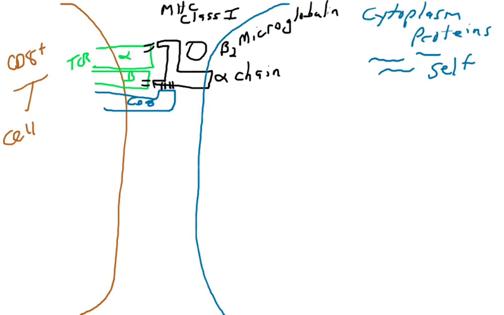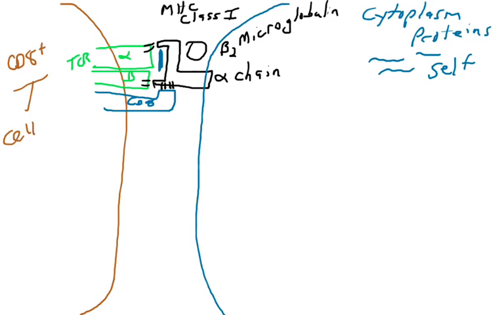So what kind of proteins do you find in your cytoplasm? Well, right now, if you don't have any infections, they're your proteins. We're going to call them self proteins. And there's a self protein. So right now, if you don't have an infection, you're presenting self proteins on an MHC class 1.